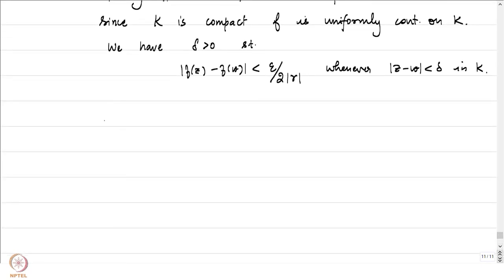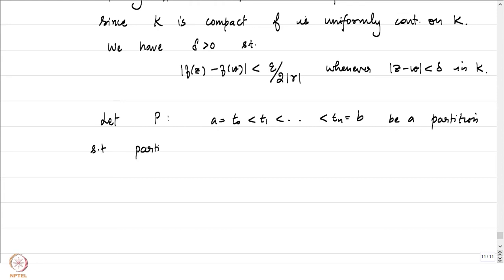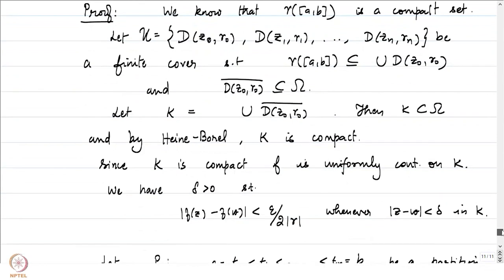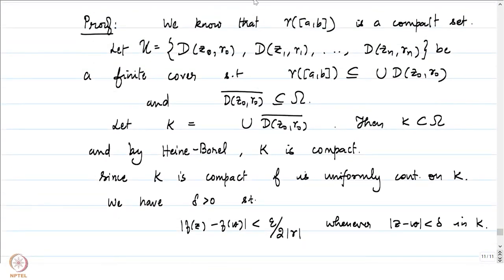Okay, now since the integral of f over gamma can be approximated by Riemann sums, let's pick a partition. Let P be given by A equal to t0 less than t1 less than up to tn equal to B. This is the partition that has to be picked carefully. Let P be a partition such that the partition size is less than the minimum of delta and the Lebesgue number of u. So, let's go up and check what the set u was. The script u which I am underlining now is this particular open cover, which is a finite cover of gamma of the closed interval AB.